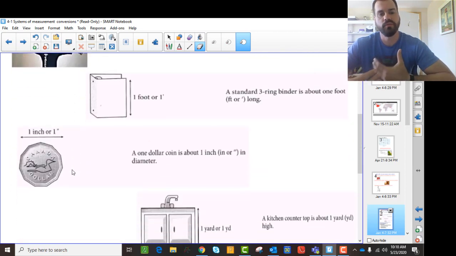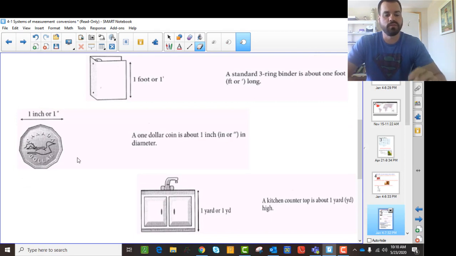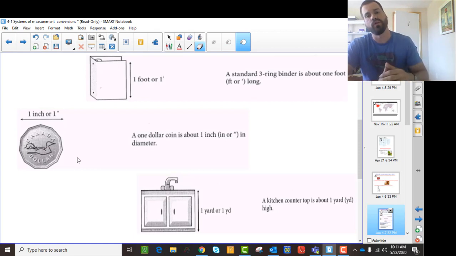So, other objects that might help you figure out what a foot is or what an inch is: if you look at a standard 3-ring binder, it's about a foot long. So if you stand it up, it's about a foot. And a loonie is about an inch across. So if you hold up a loonie, that's about an inch, and a kitchen counter is about a yard off the ground. Okay. So again, it's just to try to visualize a little bit, if somebody says, how many feet is that? And you have a concept that a foot is the size of a 3-ring binder or the size of your foot, give or take, you can get an estimate of those things.